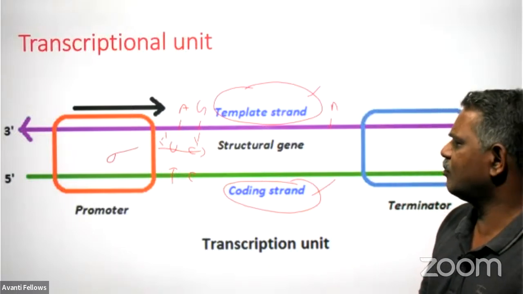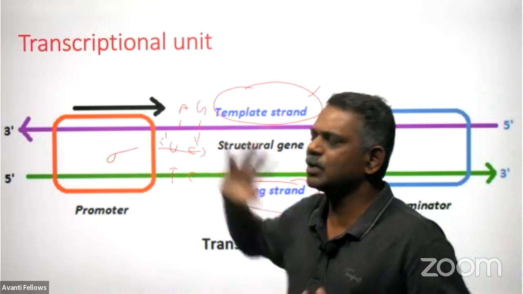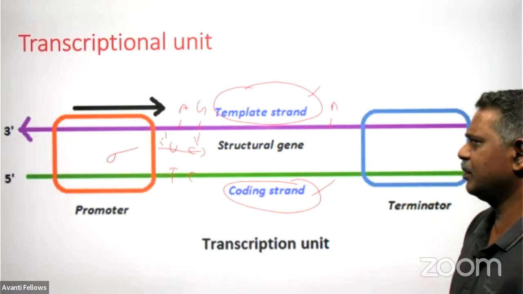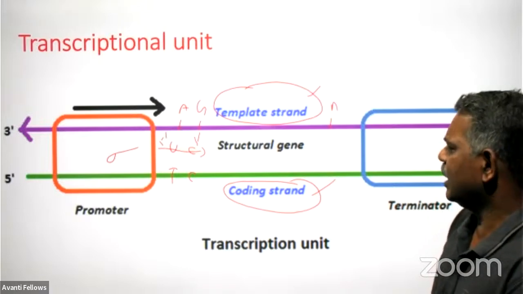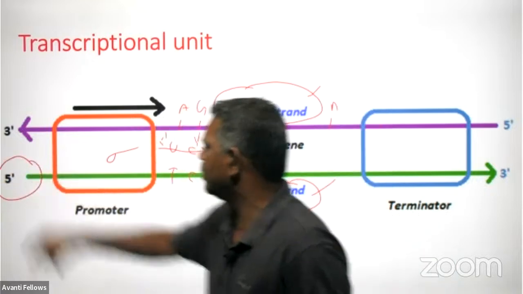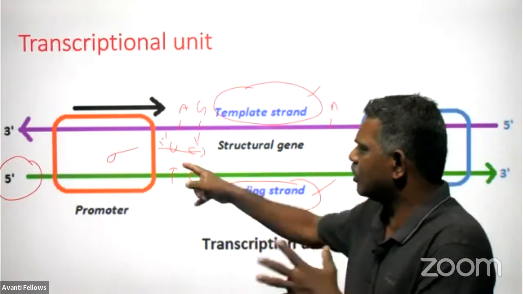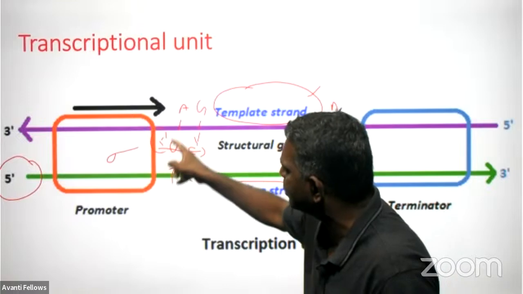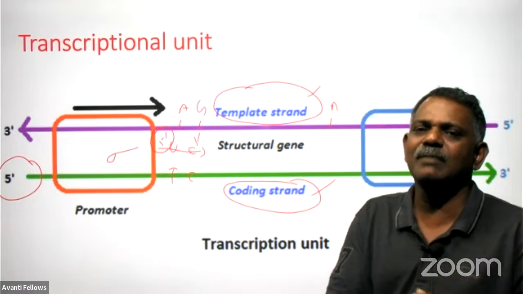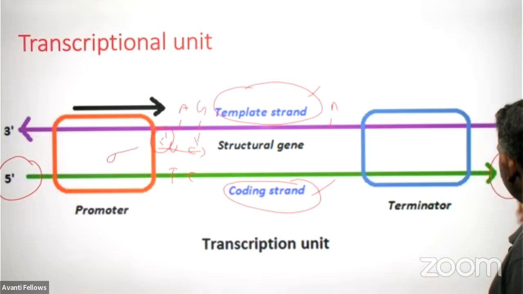And one more thing, that promoter is always located in the upstream position, and the terminator in the downstream. Why is it called upstream? See the coding strand, that promoter is located in the 5' end of the coding strand. And not only the coding strand, that promoter is located in the 5' direction of the newly constructed RNA. And that is why this end is called the upstream. Whereas this terminator is located in the 3' direction of what?